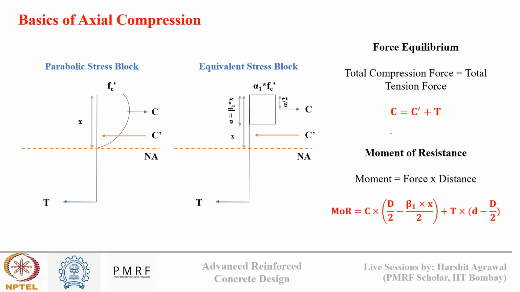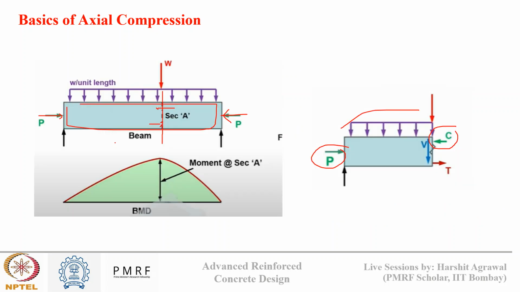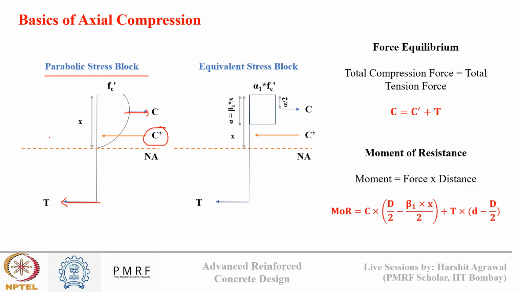Okay, so if you see the basic parabolic stress block of a reinforced concrete, in this stress block we have already seen there is a compression element that is created by the concrete, and this is the tension element that is offered by the steel. Now here we have an additional force element which is coming, which is C dash, due to axial compression. So this P load that you see here, this is the effect of axial compression that we are assuming here as C dash.